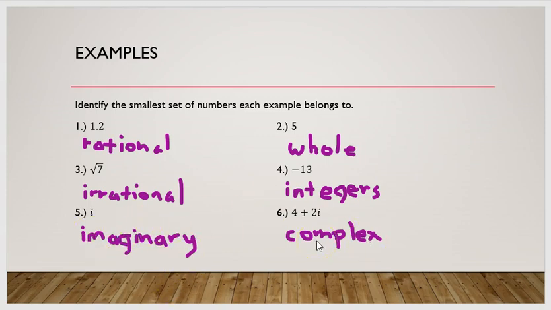So again, there's not much work to do on identifying the smallest set or all of the sets that a number might belong to. This is really just more a definition thing, making sure you understand which numbers to consider when we talk about the whole numbers, the integers, the rational numbers, etc. And that's it for this set of notes.